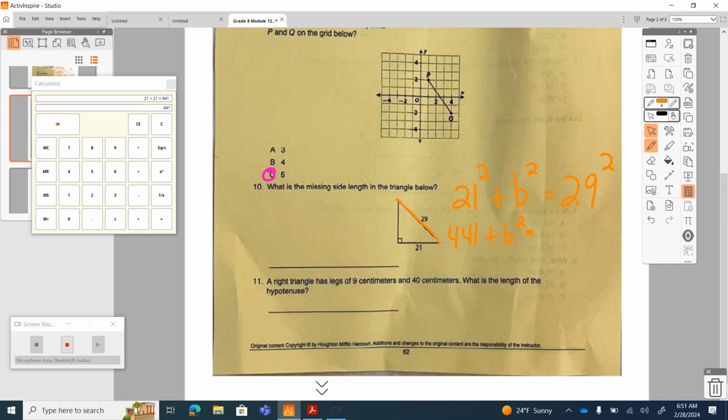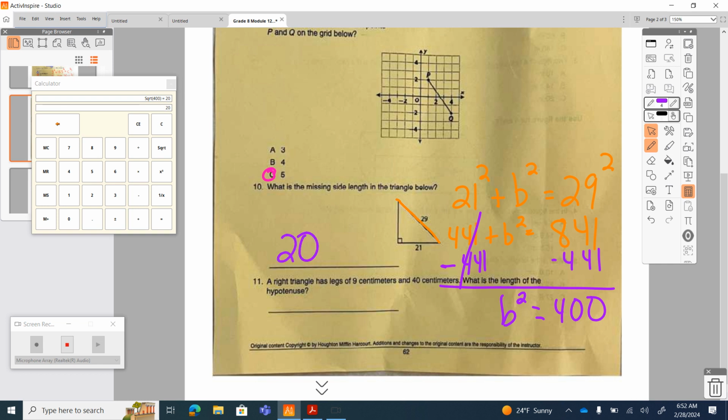Nothing important. 29 times 29 is 841. I'm going to change the colors because it's hard to see. Since there is something on the side that I'm trying to find, I need to isolate the variable. I need to get the b by itself. I'm scratching those out. I'm not using my calculator here because I can see that 841 minus 441 is 400. And I get 20. Okay?